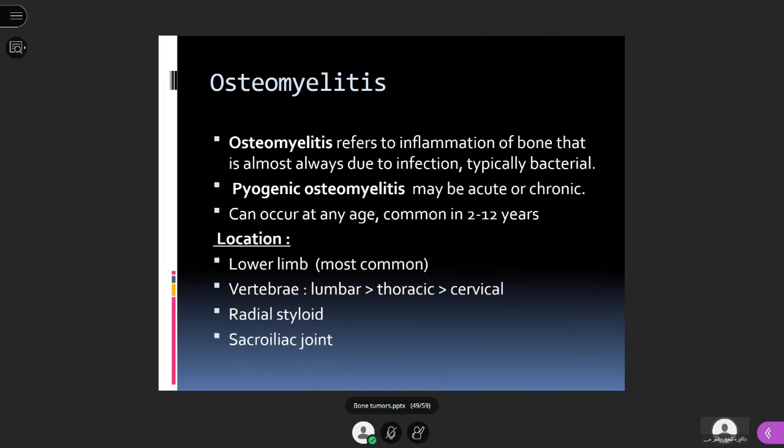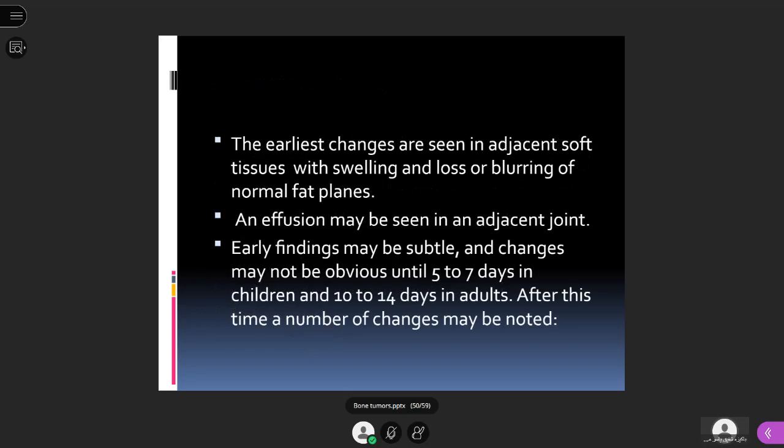Now osteomyelitis. Osteomyelitis refers to inflammation of the bone that is almost always due to infection, typically bacterial infection. Pyogenic osteomyelitis can be acute or chronic and is more common from 2 to 12 years. Location is most commonly the lower limbs. Earliest changes are seen in soft tissues with swelling and blurring of the fat planes. Early findings can be very subtle. It can be overlooked. So changes may not be obvious until 5 to 7 days.